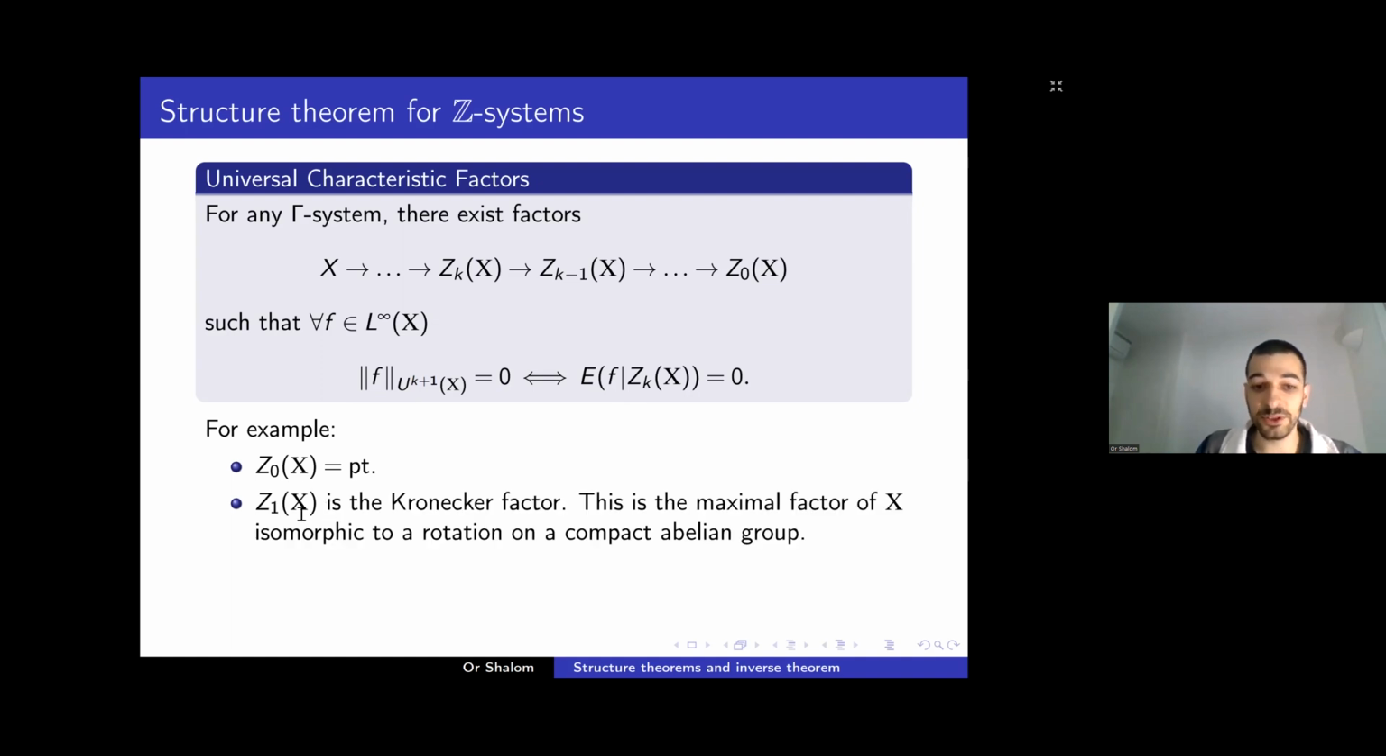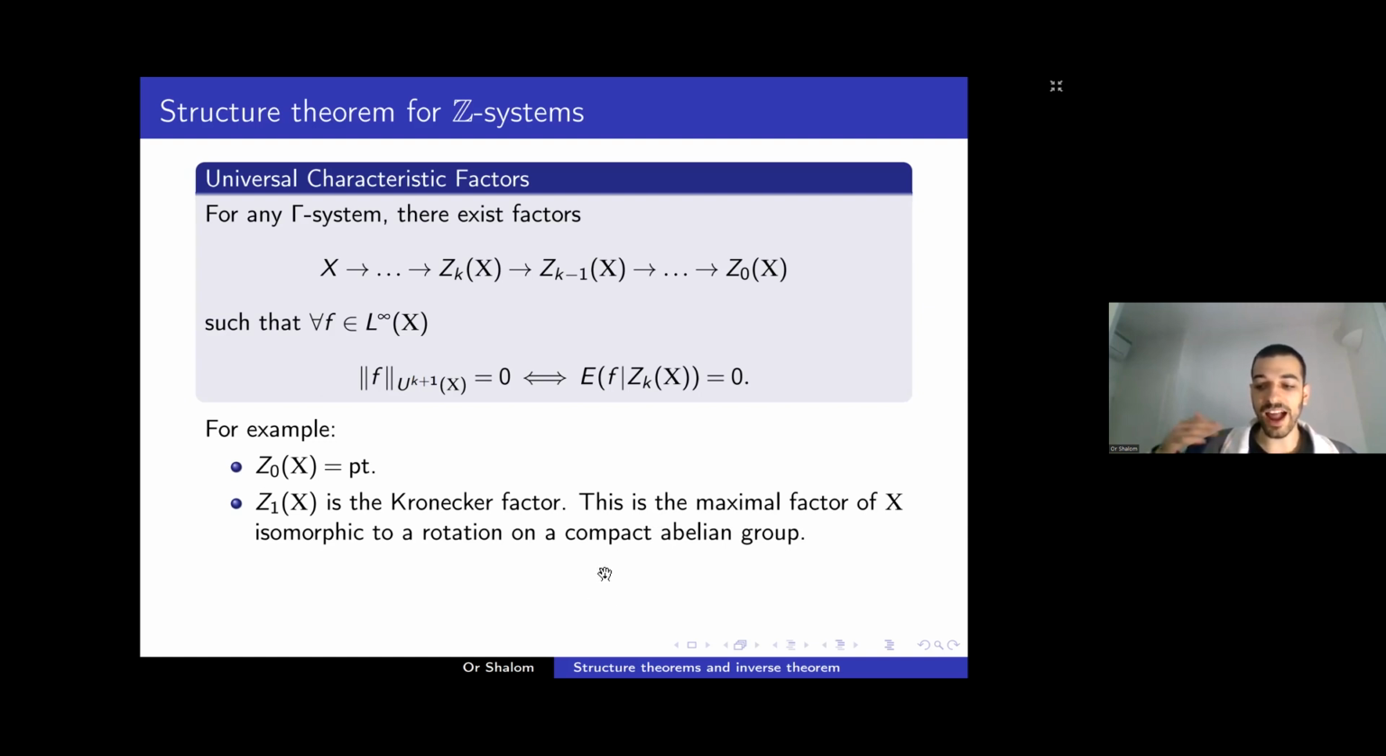The second one is more sophisticated, and it uses spectral theory. And it's called the Kronecker factor. The functions on Z1 X are the eigenfunctions on X, but also Z1 X has some geometric structure. So Z1 X is the maximal factor of X isomorphic to a rotation on a compact abelian group, like the irrational rotation that we had in the beginning. So those are functions to which you can apply Fourier analysis.